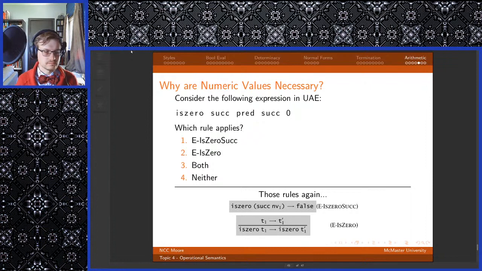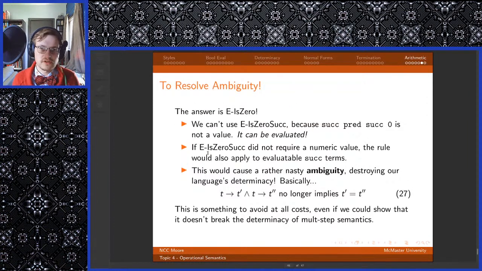I will tell you. It's this one. E is 0, because this guy can be evaluated. You can't apply E is 0 successor because this guy in here is not a numeric value. You can know it's not a numeric value automatically by seeing that there's a predecessor already in there. So this guy can be evaluated, which means that this is the one you're using. So the answer is E is 0.